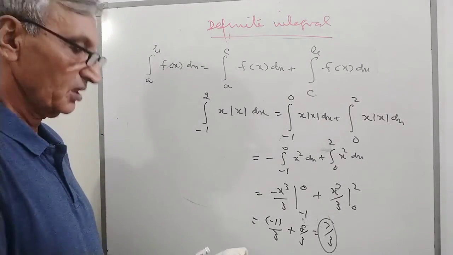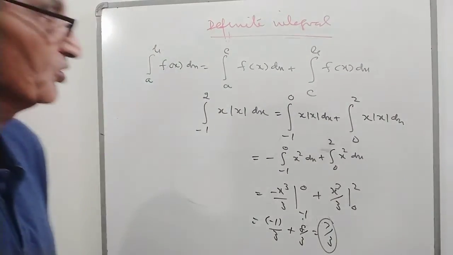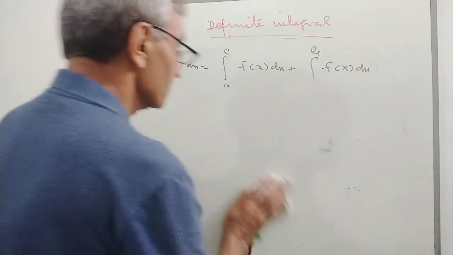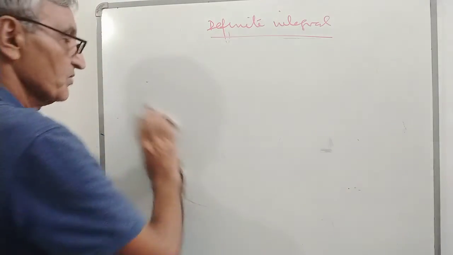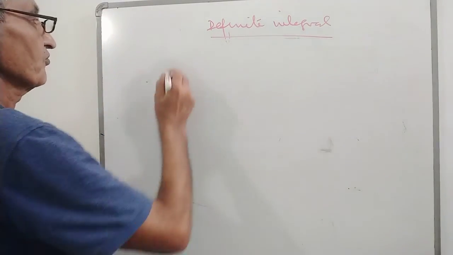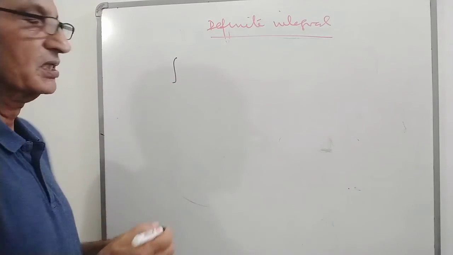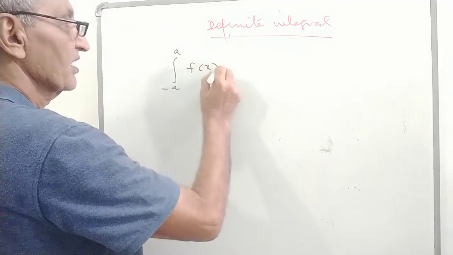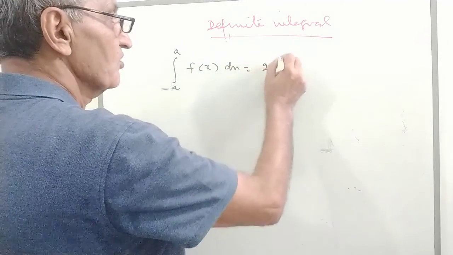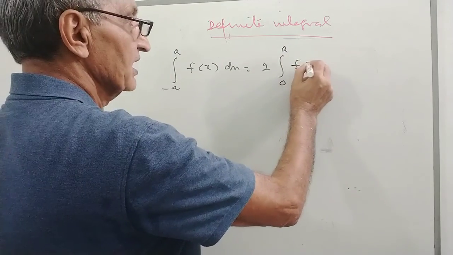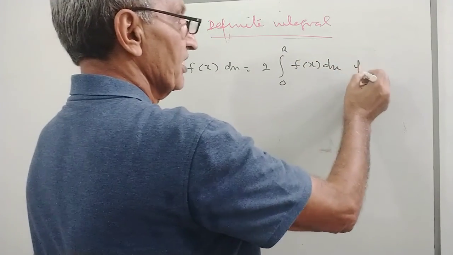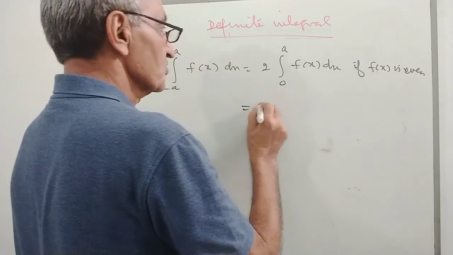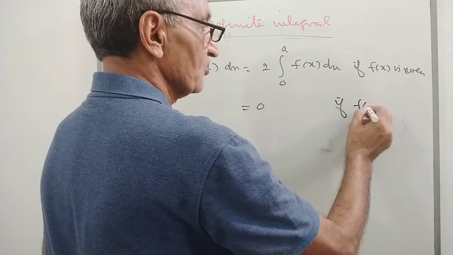Now the next property I want to do. Let me take one more property and then I'll finish it up. The property is: integral from minus a to a of f(x) dx is equal to twice the integral from 0 to a of f(x) dx if f(x) is even, and is equal to 0 if f(x) is odd.